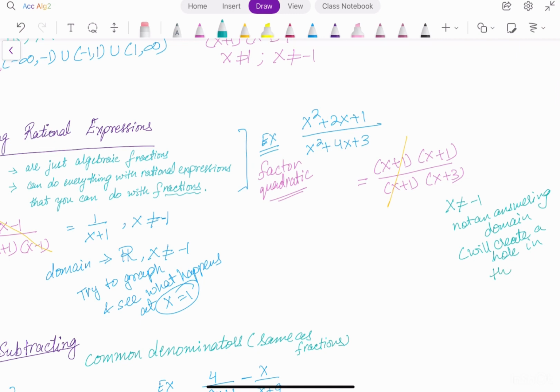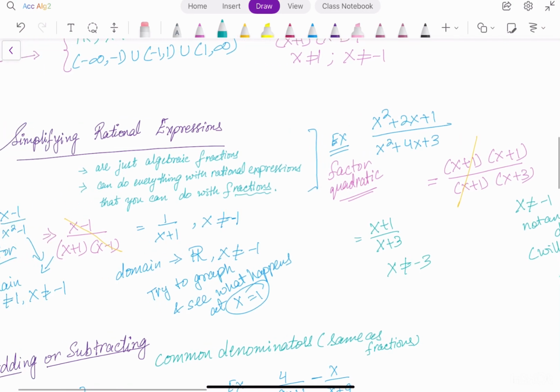Graph it. Pause this video and graph it on Desmos, the whole entire function, and see how the function is behaving when x is negative 1. Right? So my ultimate answer is (x plus 1) divided by (x plus 3). So x cannot be equal to negative 3, because if you put the denominator equal to 0, that is my restriction.